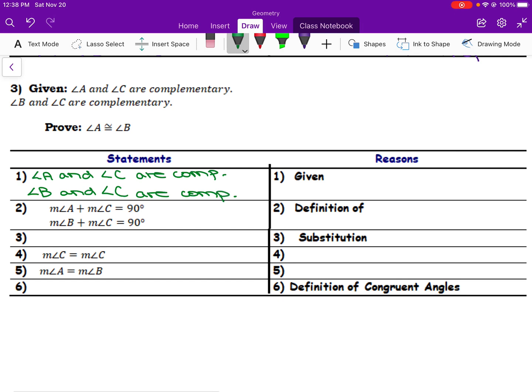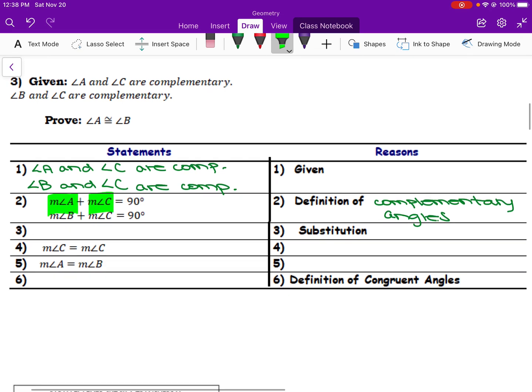From this, we can deduce that the measure of angle A plus the measure of angle C is 90 degrees, and the measure of angle B plus the measure of angle C is 90 degrees. This is just my definition of complementary angles. And notice again, like I mentioned, if we're going to add angles, we have to add their measures. We can't just add the angles themselves straight away. That's why we changed from just angle B to measure of angle B.